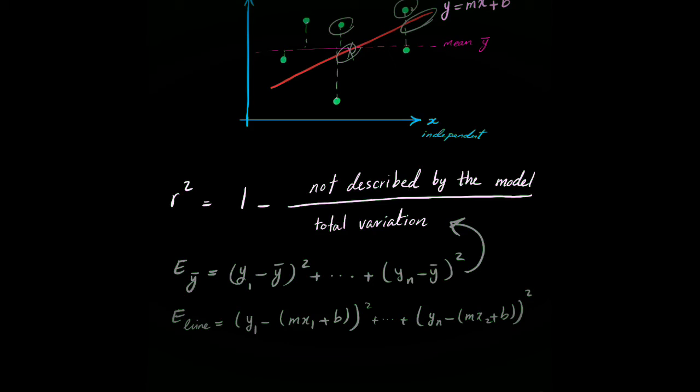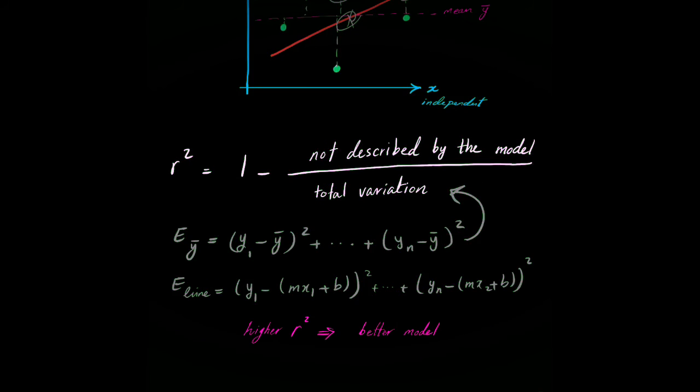Now, R squared is 1 minus what doesn't describe the model over the total variation. It means R squared is basically what does describe the model well. So the higher the R squared, the model is a better representation of our data.